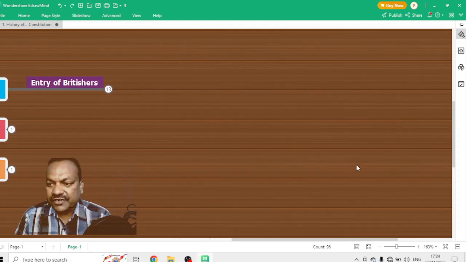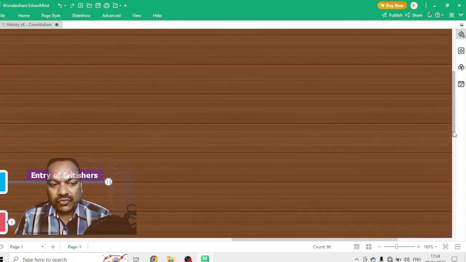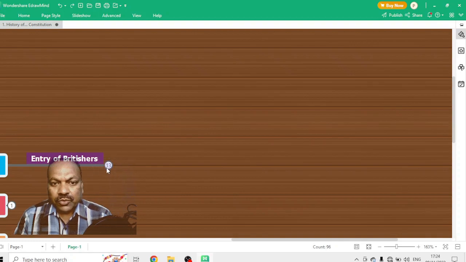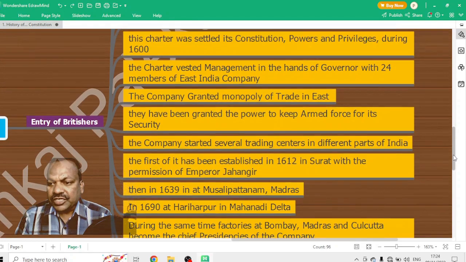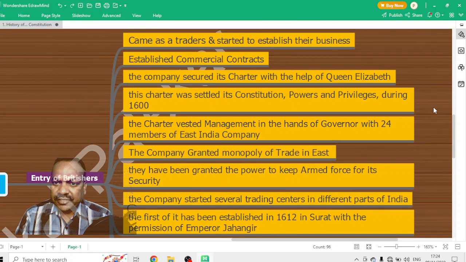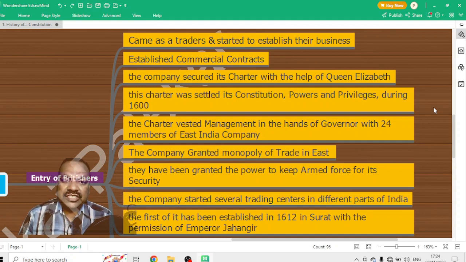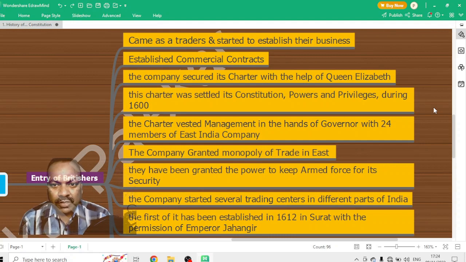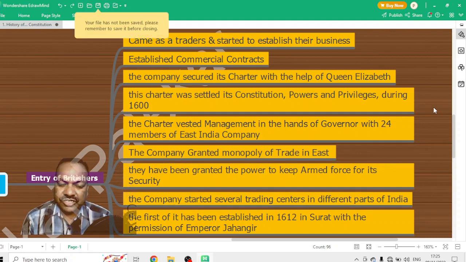When Britishers entered India, we call that period the entry of Britishers in India. When the Britishers came here, they came as traders and started to establish their own business in Indian territory. During that time they established some commercial contracts and formed one company. The company secured its charter with the help of Queen Elizabeth, and this charter was settled with its constitution, powers, and privileges in the era of 1600.